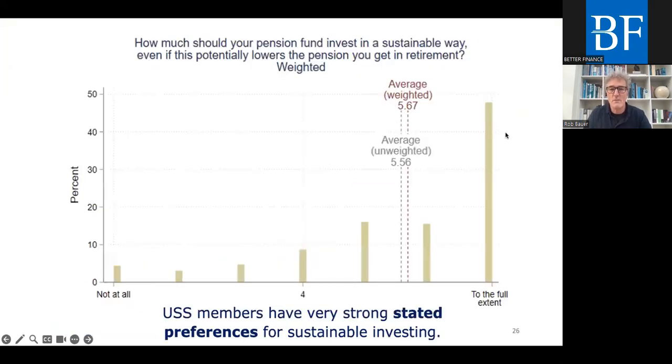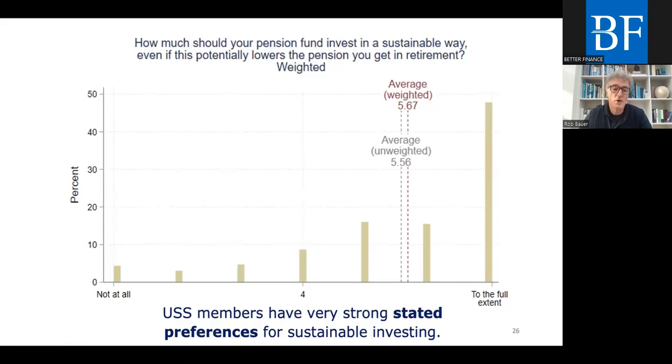So the results are on the question: how much should your pension fund invest in a sustainable way, even if this potentially lowers the pension you get in retirement? And you will see that the average USS member answered 5.67 on a scale of 7, so to the full extent. And that is quite a high number. And that's very much in line with the abstract questions we ask, which were also roughly 5.7 out of 7 on these more abstract question scales.